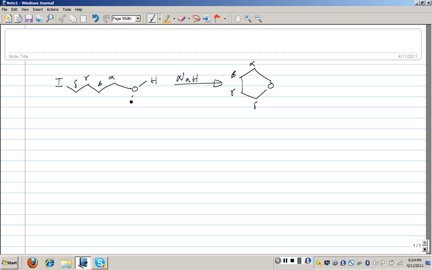So obviously what's happened is the oxygen on the alpha carbon has bound to the delta carbon. So I've made, in other words, an oxygen-carbon bond. I have broken the oxygen-hydrogen bond. I have broken the carbon-iodine bond.